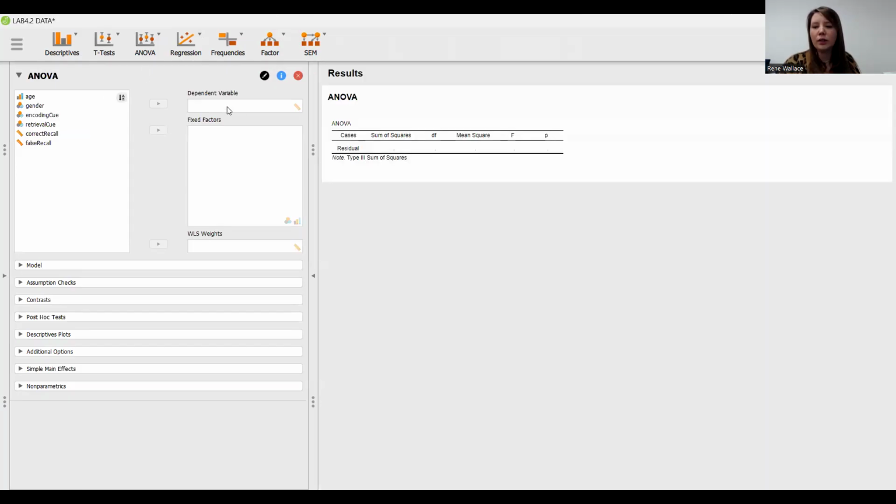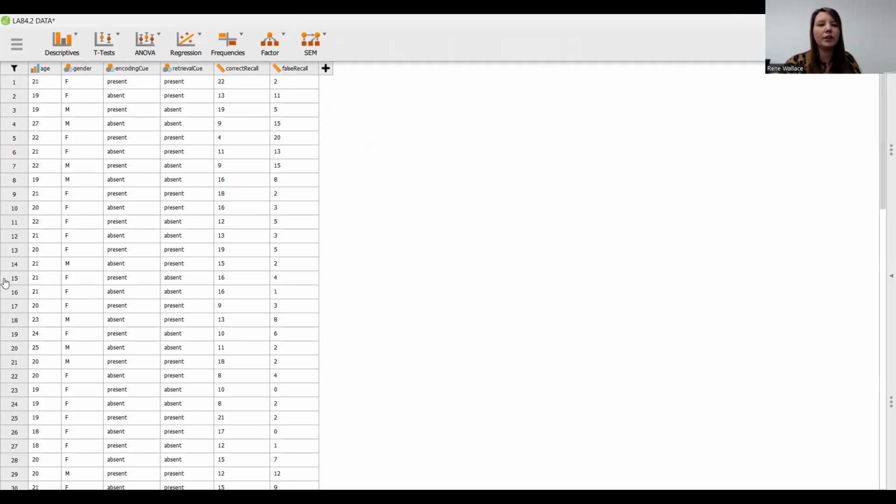So the dependent variable, right, well, let me make sure all of my variable types came in right. So make sure your variable types are right. Age, gender, encoding, retrieval, correct recall, false recall. Nominal, interval, ratio. I'm going to change age to interval ratio. Okay, so where were we? ANOVA. Okay, so we're about to conduct our ANOVA.